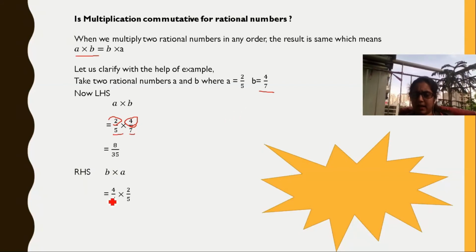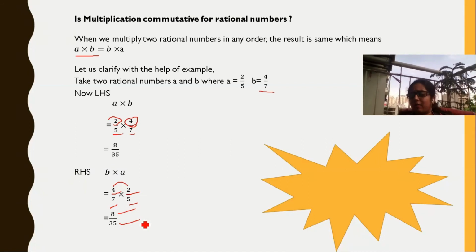We will multiply the numerators with each other, 4 into 2, 8, and 7 into 5, the denominators, 35. So our answer is 8 upon 35.